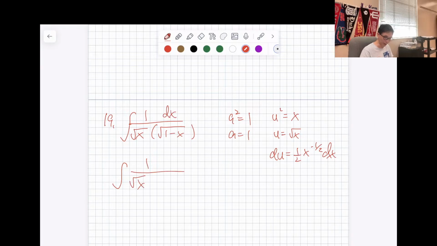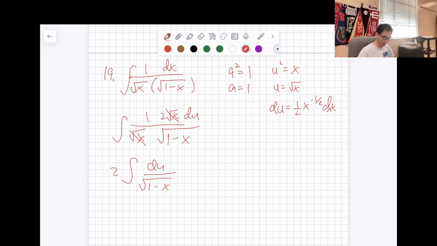Now this dx. So dx is going to be 2 square root x du and square root 1 minus x. So this will cancel out nicely. So that's how you get 2 du over square root 1 minus x. So in this case, it will be 2 arcsine of square root x plus c. And that's how you get this one.